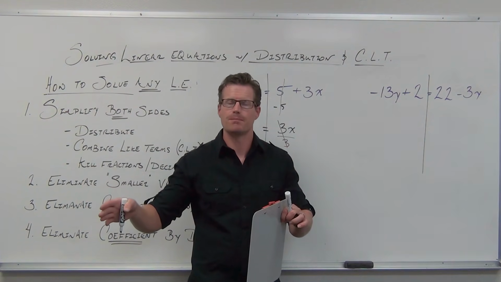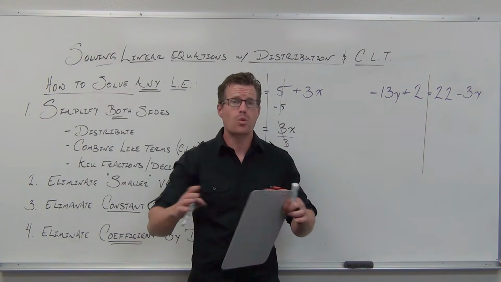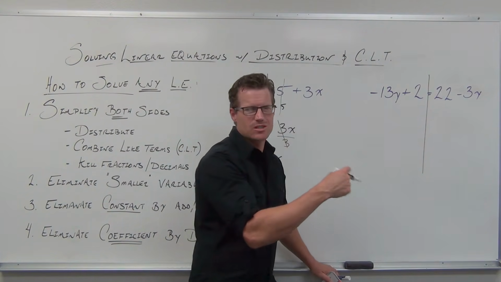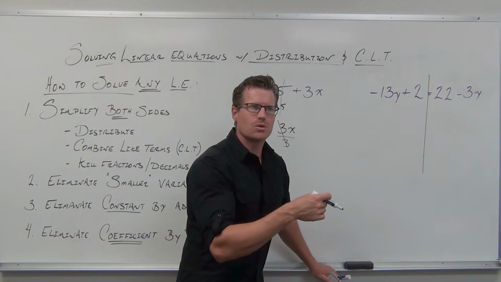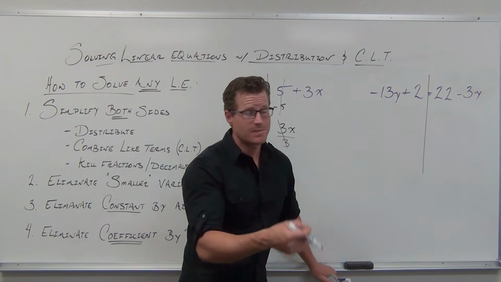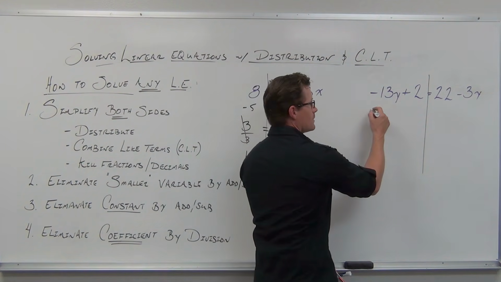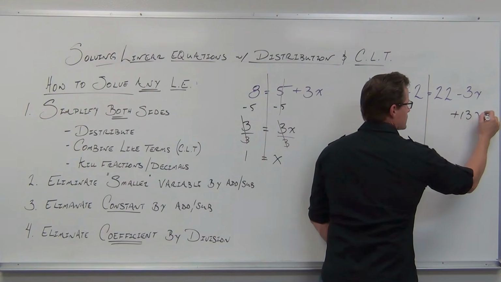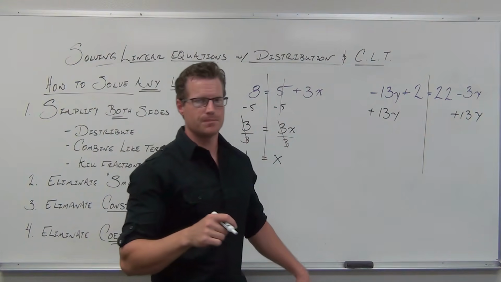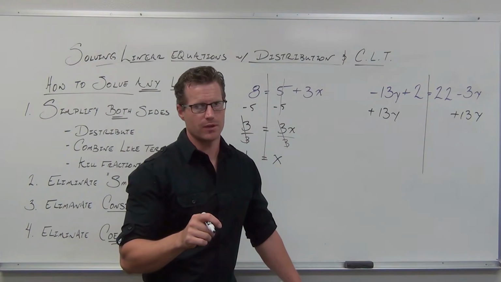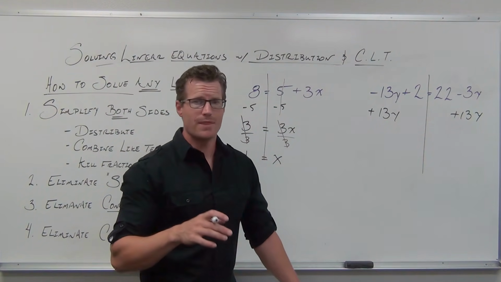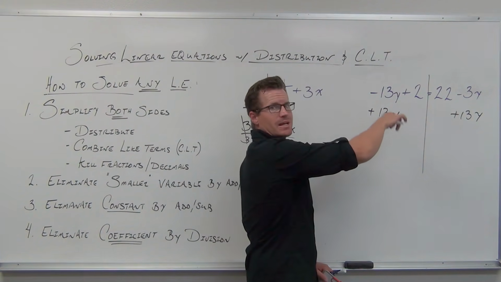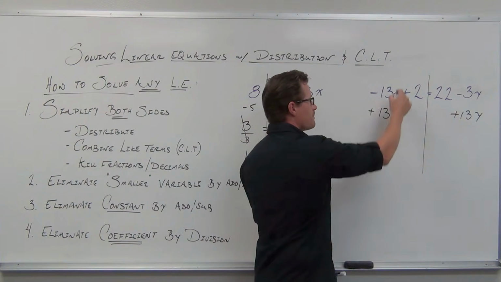Think negative 3 here. It's not wrong to add 3y to both sides, but the reason why we want to get rid of the smaller variable all the time is so that we don't have to divide by negatives. That's the only reason. So I'm going to be adding 13y to both sides so that I avoid dividing by a negative later. If you added 3y, that's okay, but notice that adding 3y would give you negative 10y here, where I'm going to get positive 10y on the other side.